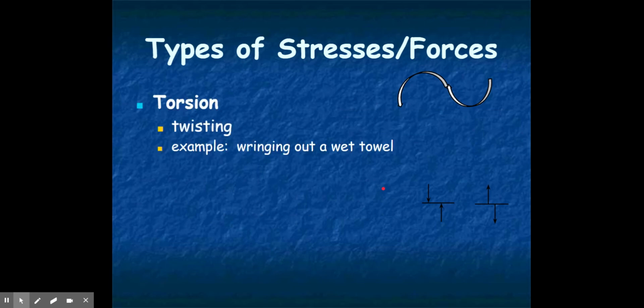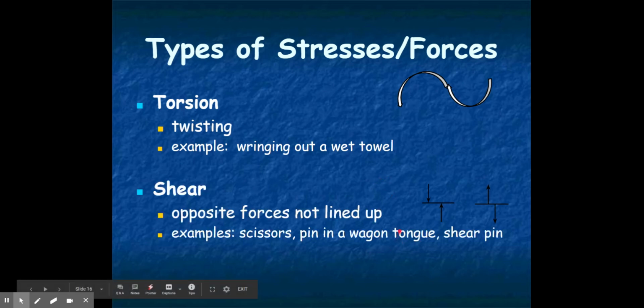You can think about wringing out a towel, wet towel, and then you've got shear. So the thing about this is you've got it rotating. So you've got a force going this way and a force going this way, and they're going opposite. But this is a tortuous line here, or torsion. Sorry, I keep saying tension. A torsional motion. So it is a twisting motion.